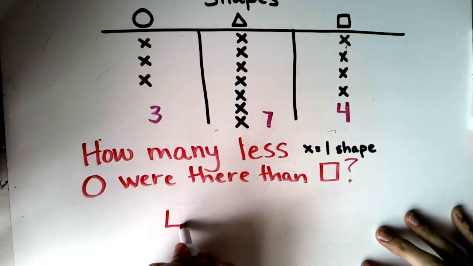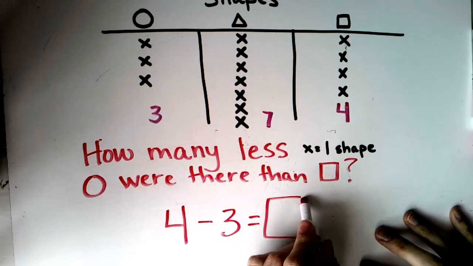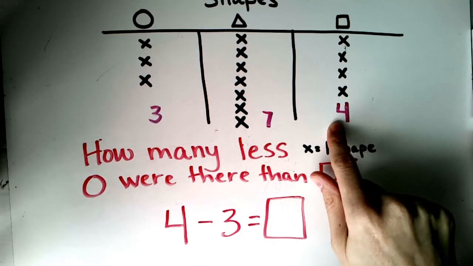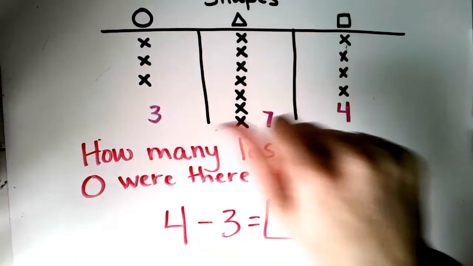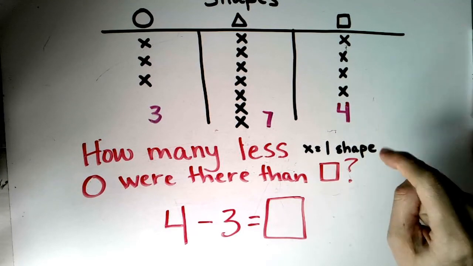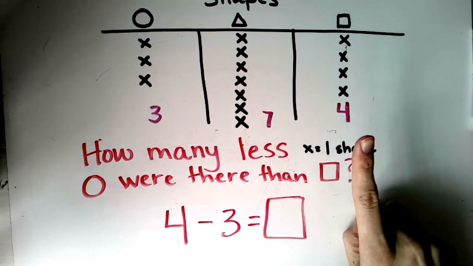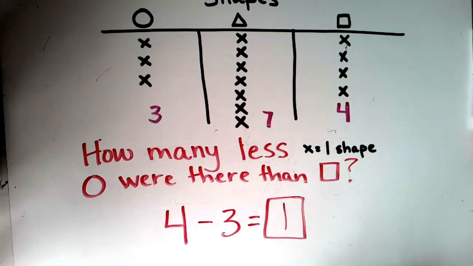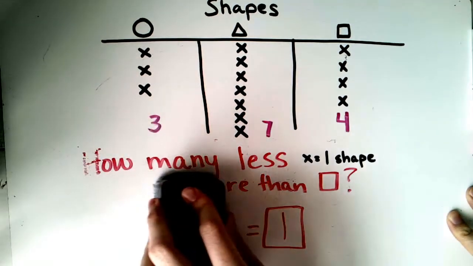So let's take 3 and 4 and make ourselves a subtraction number sentence if you like that strategy. We have 4, the bigger number first, right? Take away 3 equals something. Well, if I'm at 3 and I want to get up to 4, how many more am I going to count? 3, 4. Or if I have 4 and I take 1, 2, 3 fingers down, how many am I left with? Just 1. So my answer would be 1. Nice job.